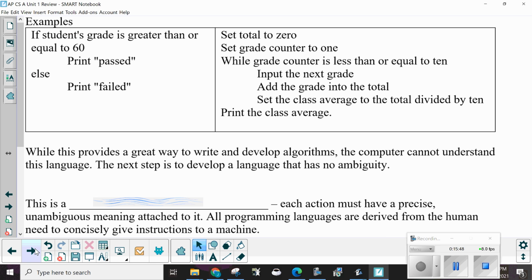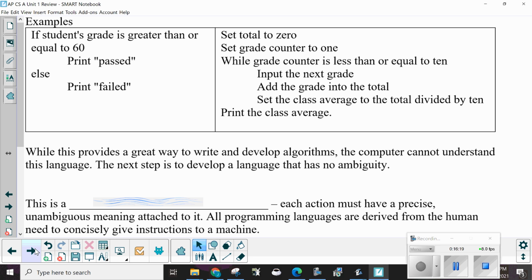Now, examples. If student's grade is greater than or equal to 60, print passed, else print failed. Set total to 0, set grade counter to 1. While grade counter is less than or equal to 10, input next grade. Add the grade into the total. Set the class average to the total divided by 10. Print the class average. While these provide a great way to write and develop algorithms, the computer cannot understand this language.